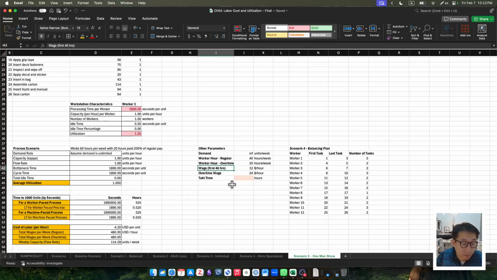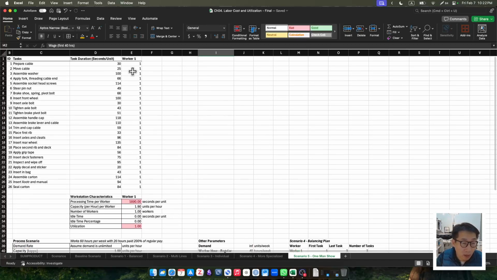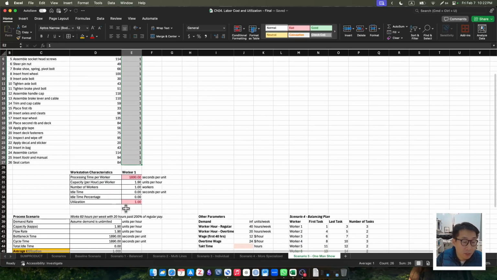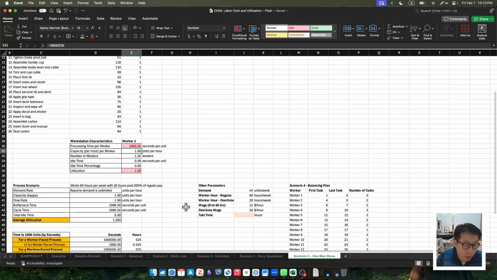So this is the setting, and as you can see, all the tasks are assigned to this one particular worker. So he's the bottleneck, he's everything. So his utilization rate is gonna be very, very high, 100%. So it's fairly straightforward. But at the same time, the capacity, as you can imagine, is going to be super low. It's almost 2 units per hour, not quite there. It's 1.9 units per hour.